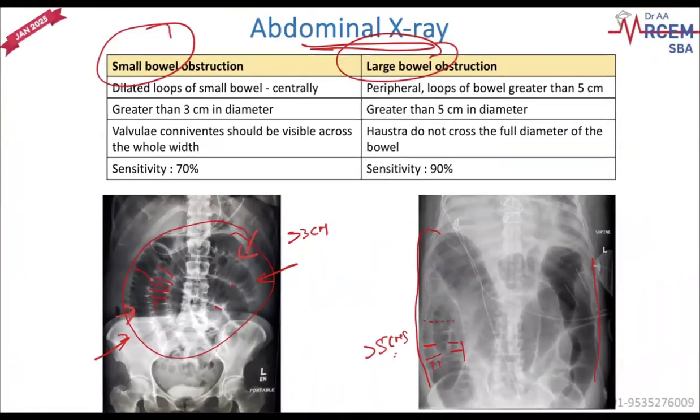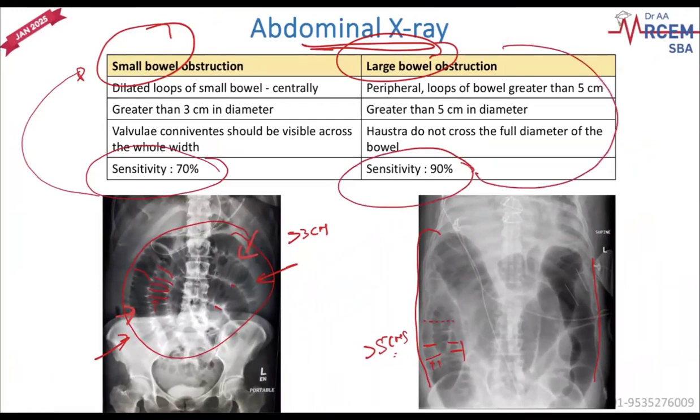How sensitive is it to pick it up? It's quite sensitive. Around 70% sensitive to pick it up in a small bowel obstruction. It is as sensitive as 90% to pick it up in a large bowel obstruction.